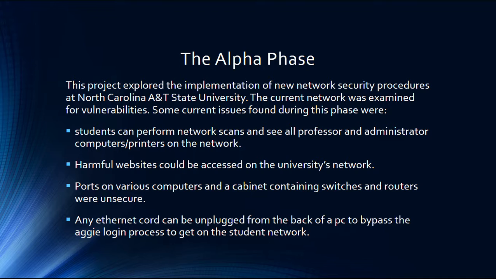We discussed these problems with the IT, and some of these issues have been fixed and some of the issues they're working on. Most harmful websites that we were accessing on the network, we talked with the IT and they've corrected this issue. The cabinet containing the switches and the routers have been locked. There's still a problem with the Ethernet cords being unplugged from the back of computers in the computer labs to bypass the Aggie login process. That's still an issue, but they're working on that. And most of the professor and administrator computers you can't see, but there's still a large amount of printers you can see on the network.